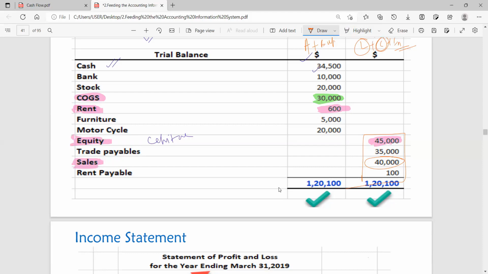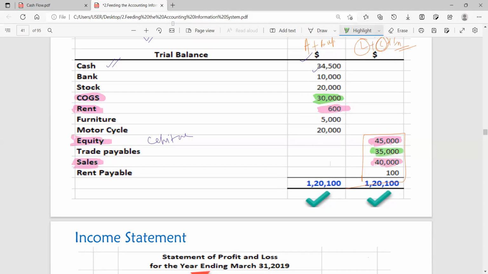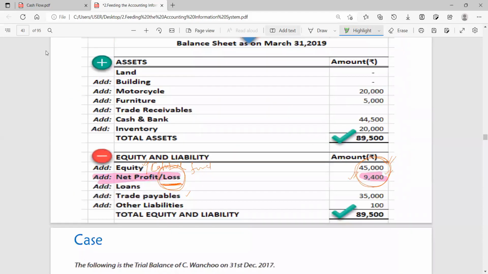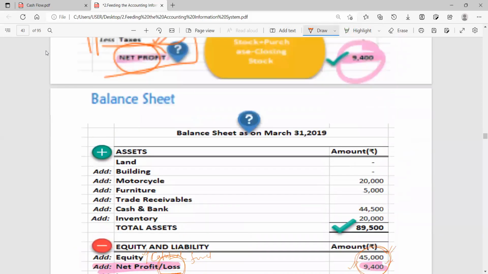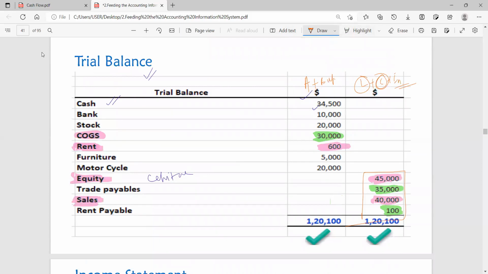So sale also taken, 40,000. If I highlight, sale is also taken care of. So only two things are remaining. These are our liabilities. One is our trade payable, the other one is the rent payable. So these two liabilities we will show to complete our liability side: 35,000 and 100. And then the rest of the things in the entire trial balance are the assets, because they are on the other side.